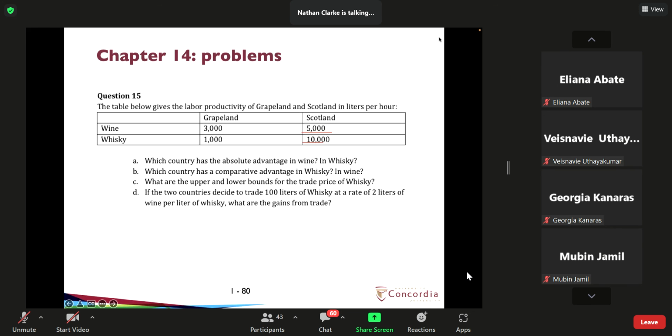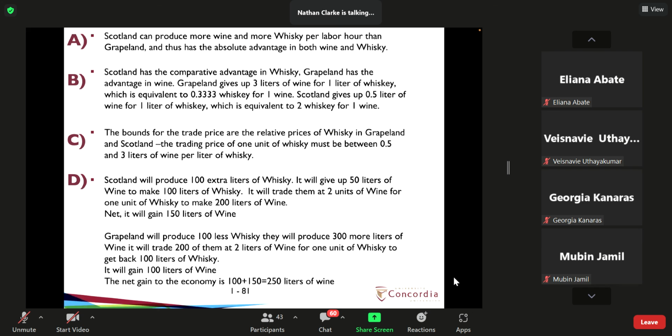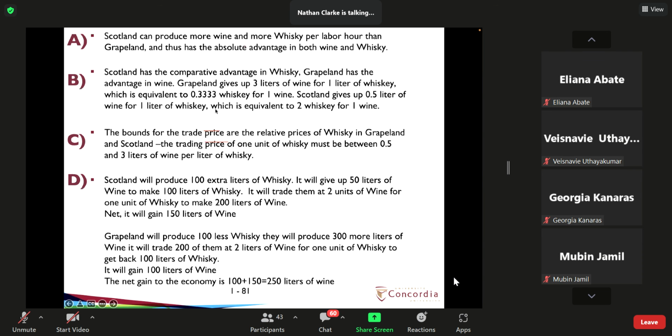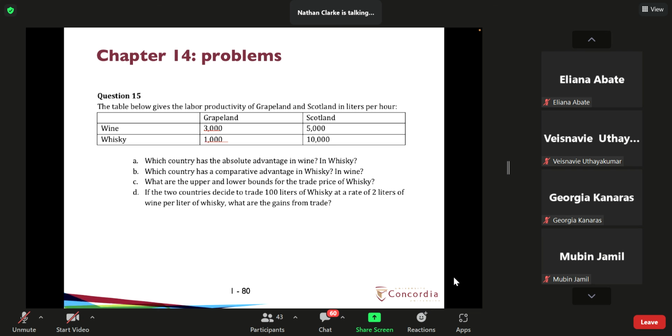So comparative advantage, we're going to need to dig deeper. We're going to have to calculate the opportunity cost. Let's do it for whiskey first. So for Grapeland, for whiskey, they need to give up 3,000 wine to make 1,000 whiskey. So the opportunity cost of whiskey is 3,000 divided by 1,000, it's 3, okay?